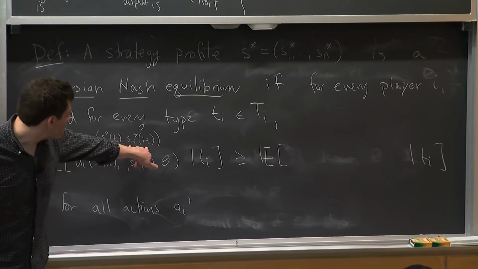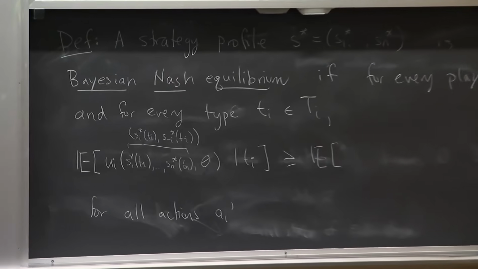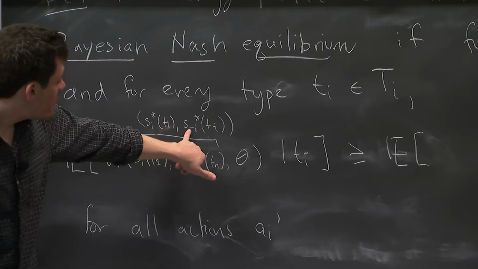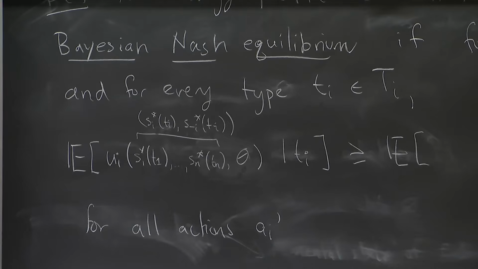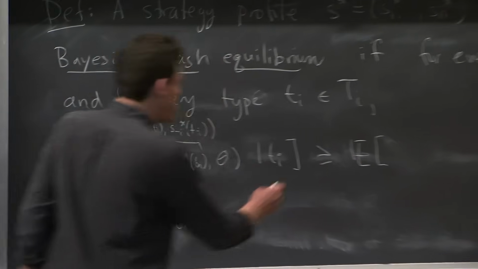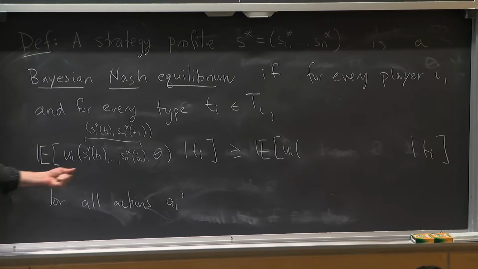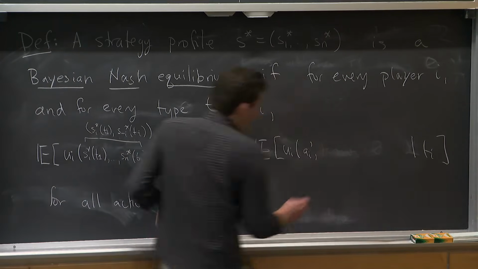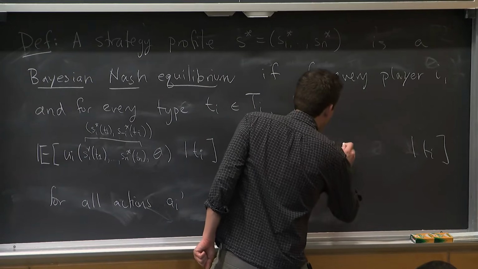This is really misleading notation when I write s negative i of t negative i, because it's really a collection of functions, each of which depends on a single player's type. So, say player i is 1, this is s2 star of t2, s3 star of t3, s4 star of t4, and so on. It's a little subtle, but that's what's going on here. And then what do I have over here? I'm player i, and I'm unilaterally deviating. Instead of taking action si star of ti, which I'm supposed to take, I'm choosing action ai prime. So we have ai prime here, but everyone else's action is still the same: s negative i star of t negative i.